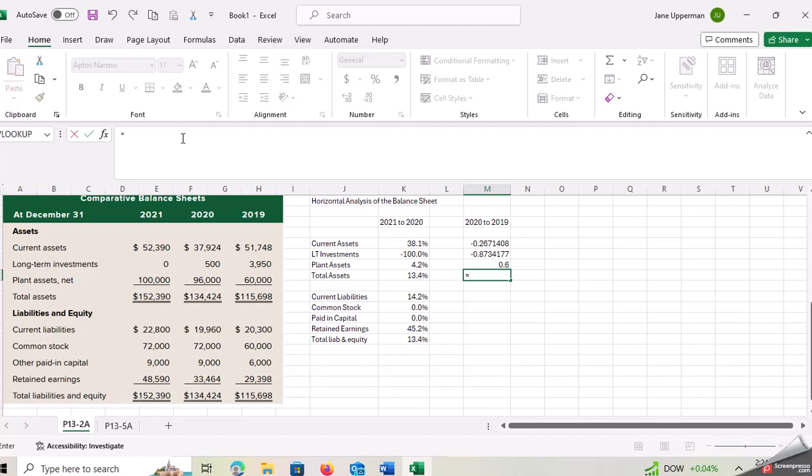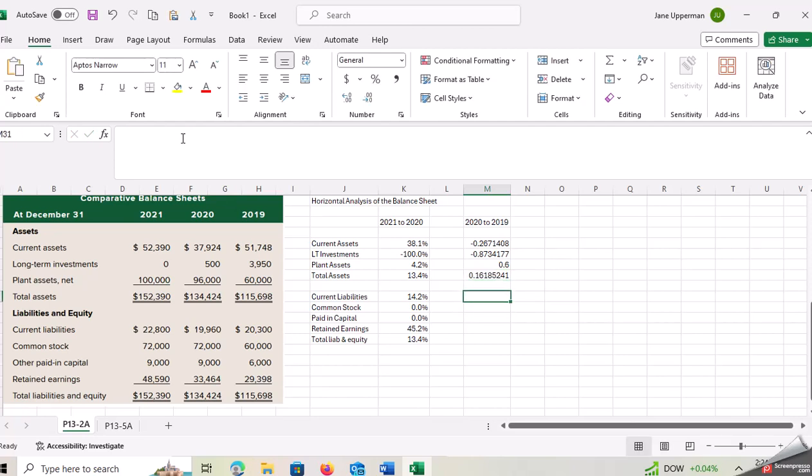And our total plant assets, 134,424 minus 115,698. Solve for that first, and then divide by the 115,698. Then our current liabilities, 19,960 minus 20,300 divided by 20,300.